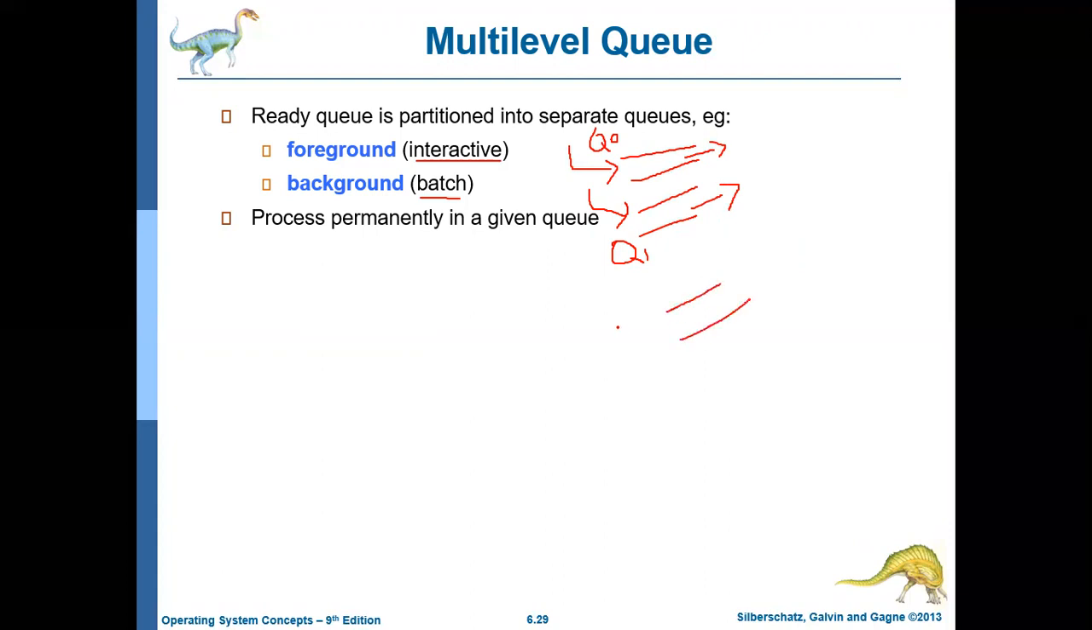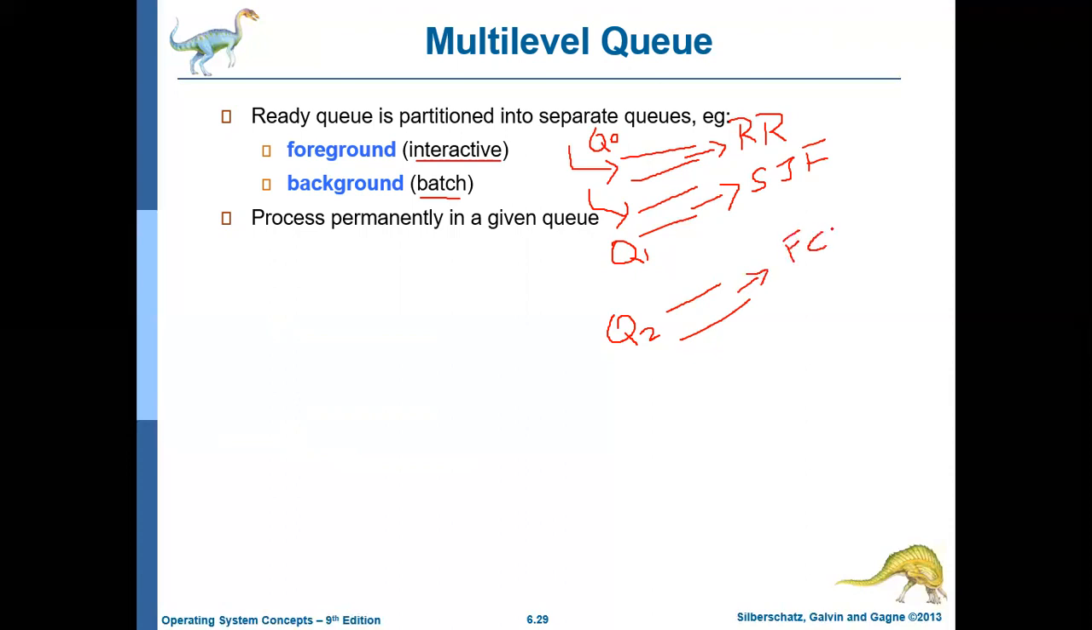No. Okay, so let us assume there are three queues, Q0, Q1, and Q2. The ready queue is split into three queues. The first queue is Q0, the next one is Q1, the third one is Q2. Now all these queues may follow different scheduling algorithms. Q0 may follow round robin scheduling algorithm. Q1 may follow shortest job first scheduling algorithm. And Q2 may follow FCFS scheduling algorithm. So different queues may follow different scheduling algorithms.